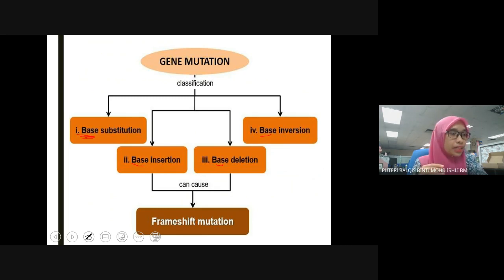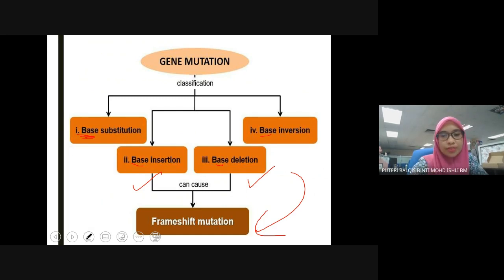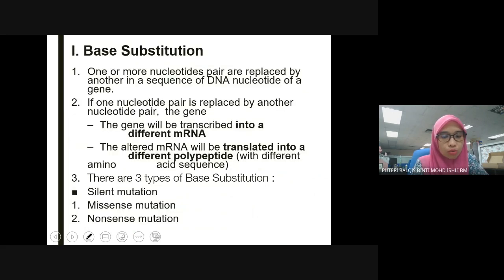Okay, apa yang saya nak beritahu, base insertion dengan base deletion, it will cause frame shift. Dua saja yang akan cause frame shift. Base insertion dengan base deletion akan cause frame shift mutation. Okay.